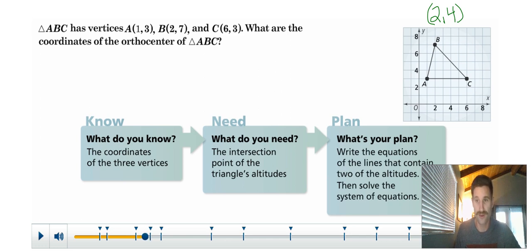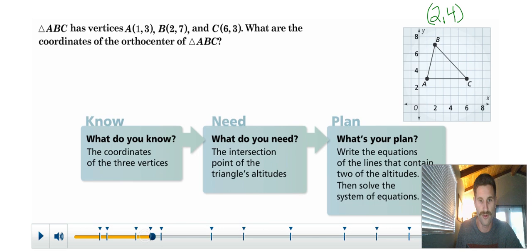The coordinates of 3 vertices. We got that. The intersection of the triangle's altitude. We tried doing that. Write the equation of the lines that contain the 2 altitudes. We can solve the systems of equation where 2 lines meet. That's going to be our answer. So that's the actual math we're going to be doing, not what we just did.